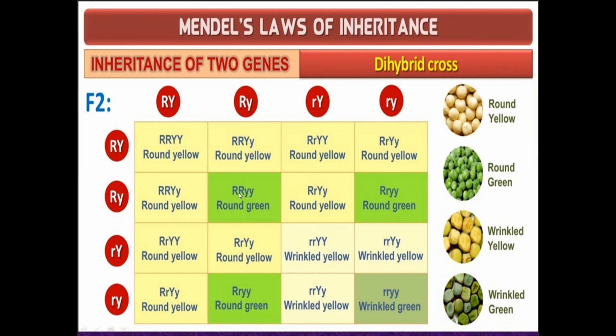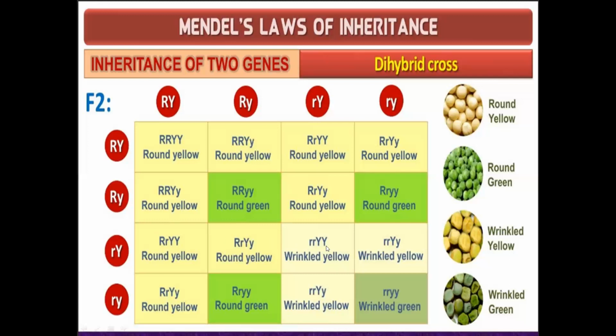Now here there is capital R but small y. No capital Y, so it will be round green. This one is capital R, capital Y is there, round yellow. Capital R, small y, round green. Just see the capital R, capital Y, round yellow.